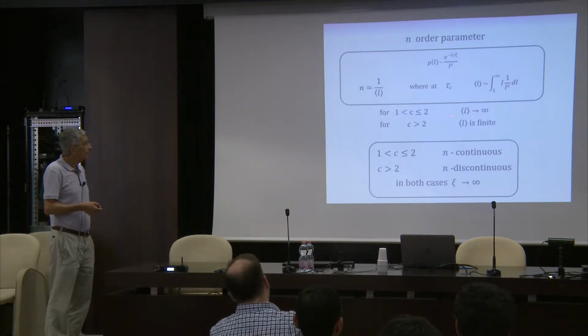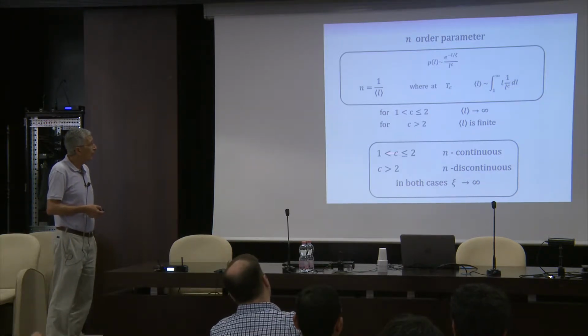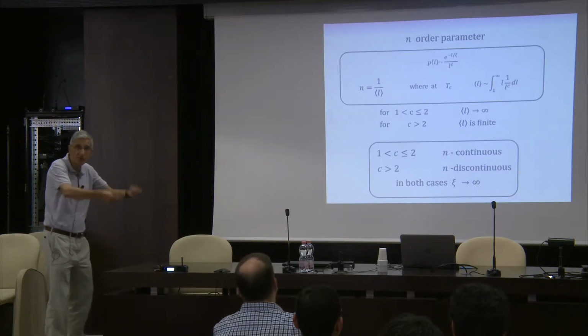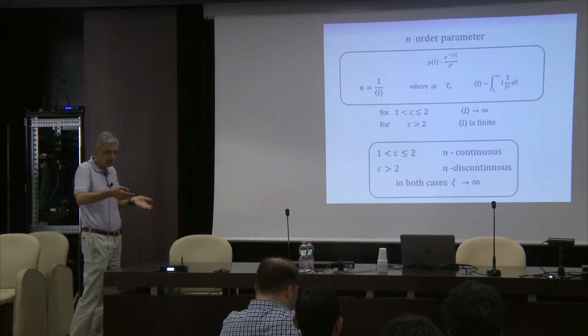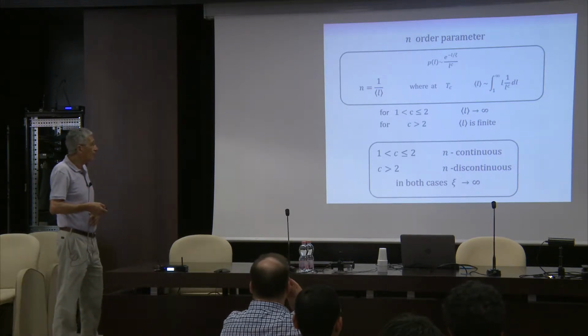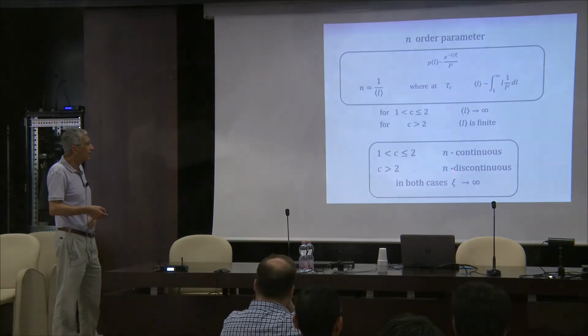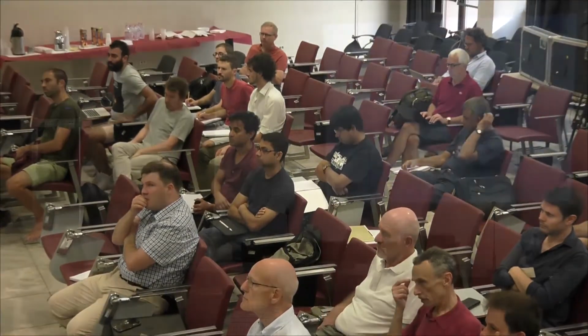So if c is between 1 and 2, n goes continuously to 0. That is, the number of domains goes to 0 continuously, and it's kind of a second order phase transition. On the other hand, if c is larger than 2, it's discontinuous, and you get a jump. That is, you get some distribution of domains, and you change the temperature a little bit, and then it becomes a single domain.